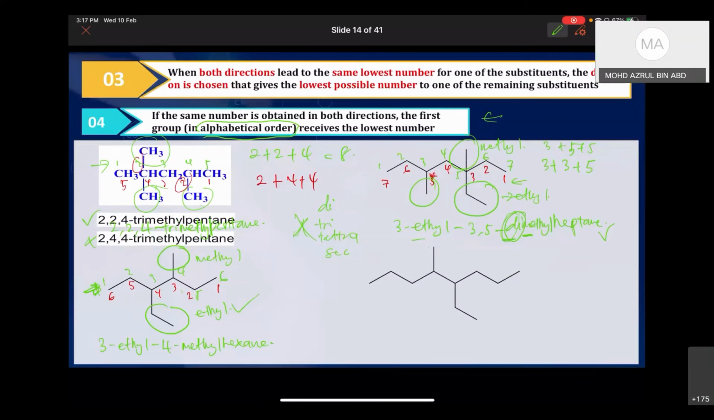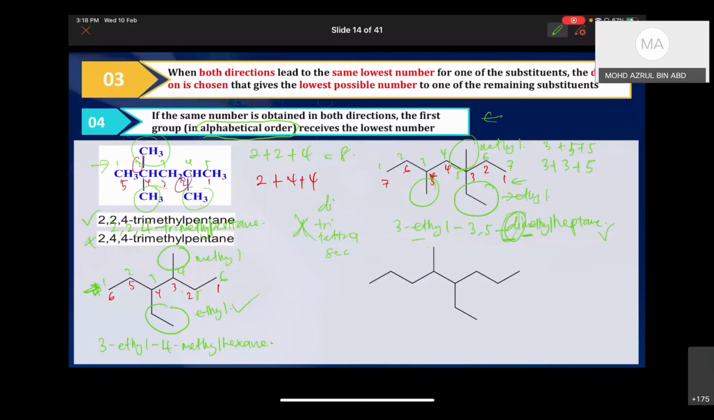So how do we name this compound? What is the name of this compound? Octane. Okay, octane. And then how about the substituents? 4-ethyl, 5-methyl. Okay, 4-ethyl, 5-methyl.